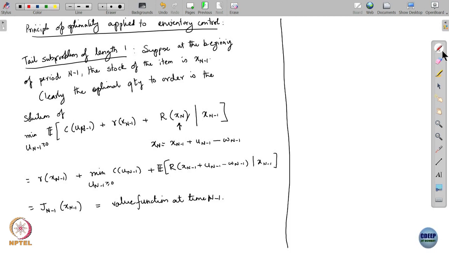Before I mention the tail subproblem of length 2, notice what we have got here. What we have got is the optimal value of starting from any state x n minus 1 that you could potentially reach. But in addition to that, we have also got the optimal action to be taken as a function of that state, right. So, the minimizing u n minus 1 here gives you the optimal action as a function of x n minus 1. So, for the nominal x n minus 1 that you have chosen, the optimal action is the minimizer here, the argmin here, right.